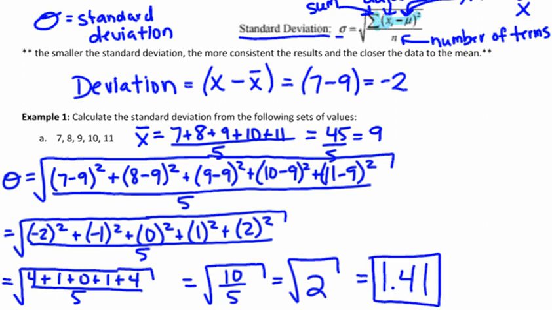So our standard deviation in this question is 1.41, which is fairly small. This tells us that our data numbers, our 7, 8, 9, 10, 11, must be fairly close to our mean of 9, which they are. They're only a couple numbers off each way. So again, a smaller standard deviation means we are more consistent, or the data is closer to the mean.